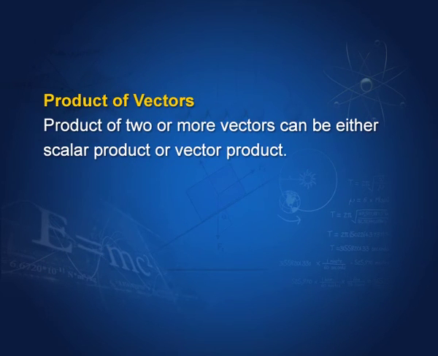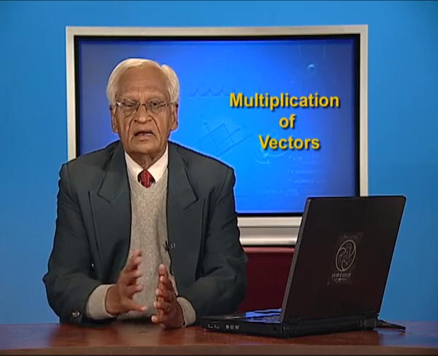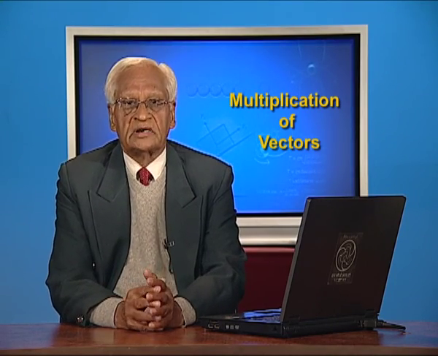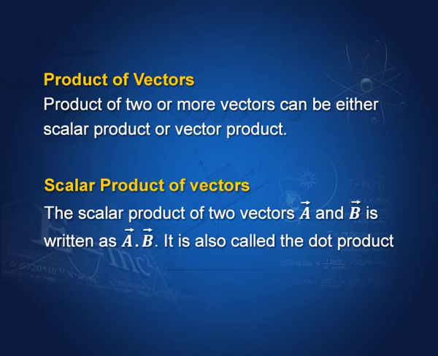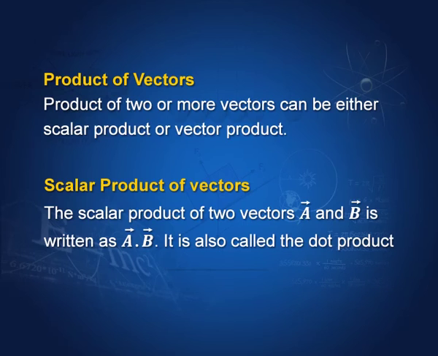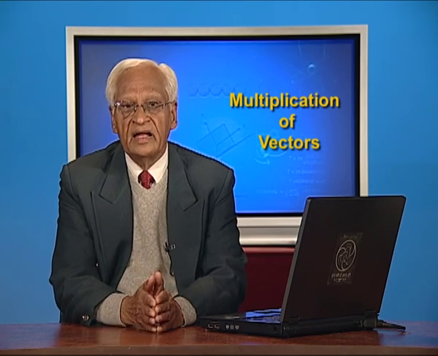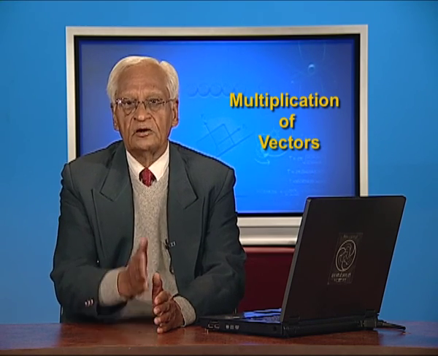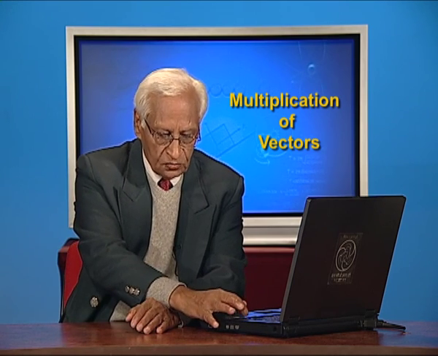Now, we come to product of a vector by another vector. Here again there are two types. One is the scalar product of vectors. As the name suggests, the scalar product of two vectors is a scalar. The scalar product of two vectors A and B is written as vector A dot vector B. It is also called the dot product, because we have put a dot between vector A and vector B to indicate the scalar product.